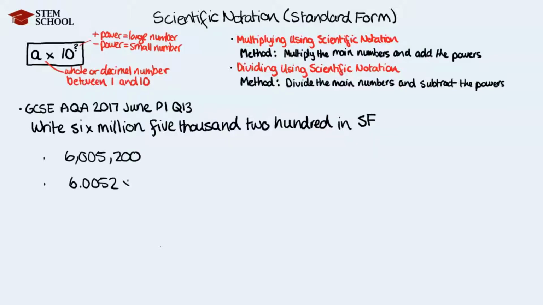So to figure out the power, what we need to do is figure out how many jumps it takes for the decimal point in 6.0052 to get to the end of the number. We use this to figure out the power. So we've got 1 jump, 2, 3, 4, 5, 6. 6 jumps equals to the power of 6, and that's the final answer.